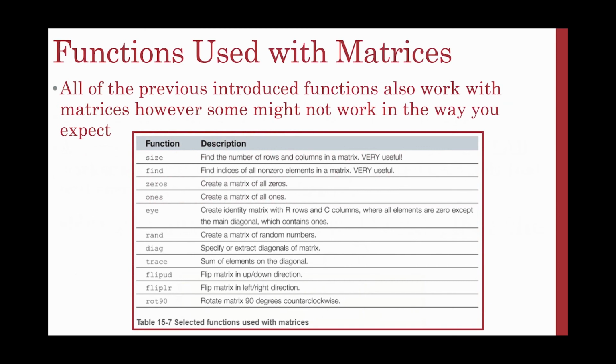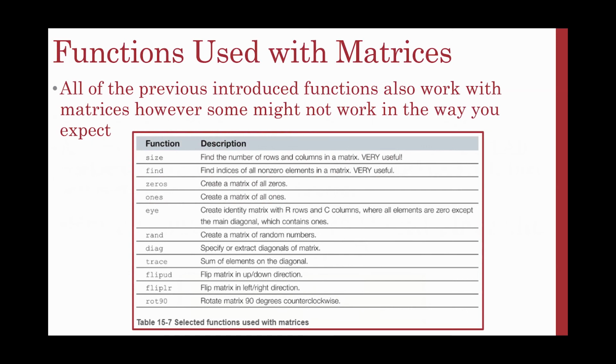So what are some functions that are used with matrices? All of the previous functions that I've introduced also work with matrices. However, some might not work in the way that you expect. Size determines the number of rows and columns in a matrix. It's very useful. Find finds the indices of all non-zero elements in a matrix. Again, this is also very useful. Zeros creates a matrix of all zeros depending on the size that you give it. Ones creates a matrix of all ones.